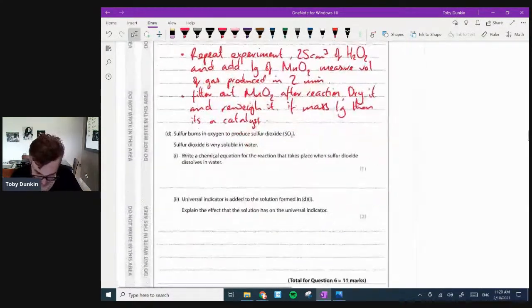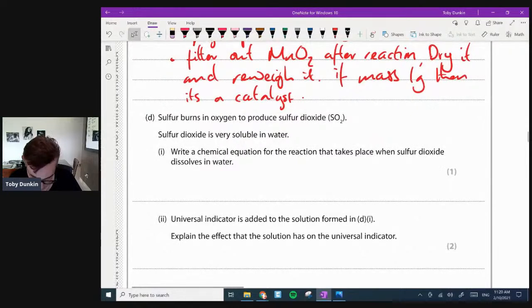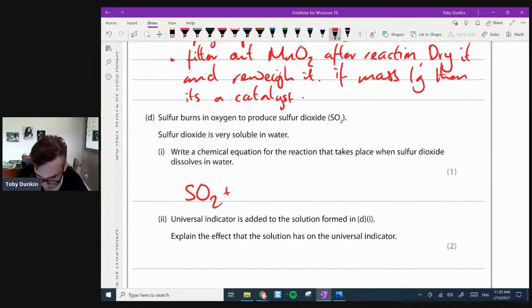It's going to be fascinating to mark that. What a lovely question, if you like it. Sulfur burns in oxygen. Write a chemical equation for the reaction when sulfur dioxide dissolves in water. SO2 plus H2O goes to sulfurous acid.